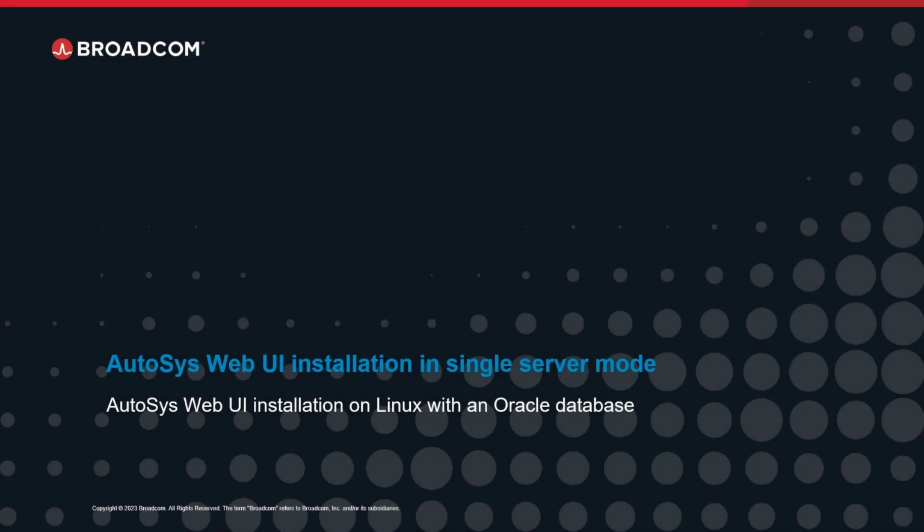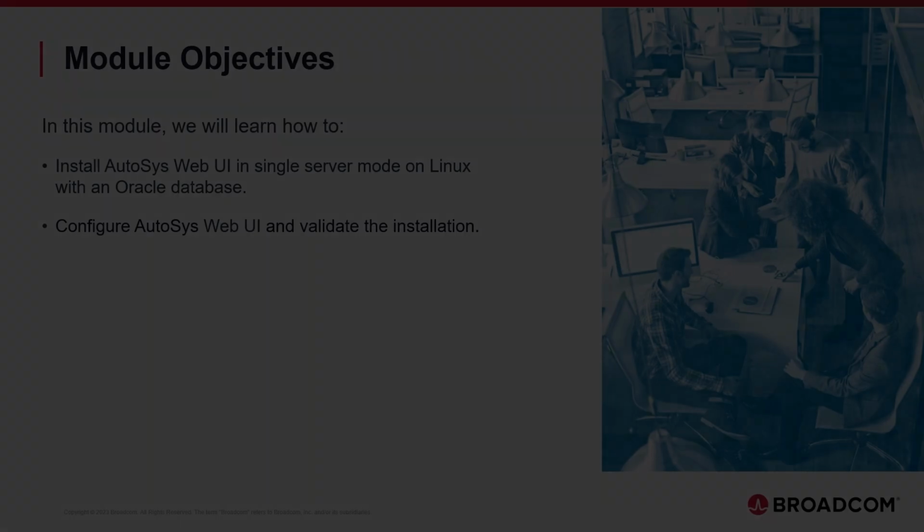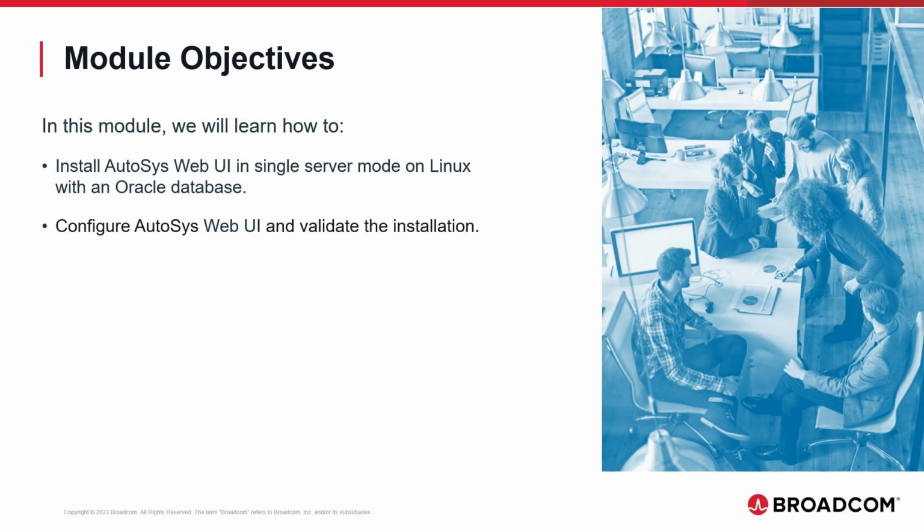AutoSys Web UI installation in single server mode on Linux with an Oracle database. In this module, we will learn how to install AutoSys Web UI in single server mode on Linux using an Oracle database, configure it, and validate the installation.